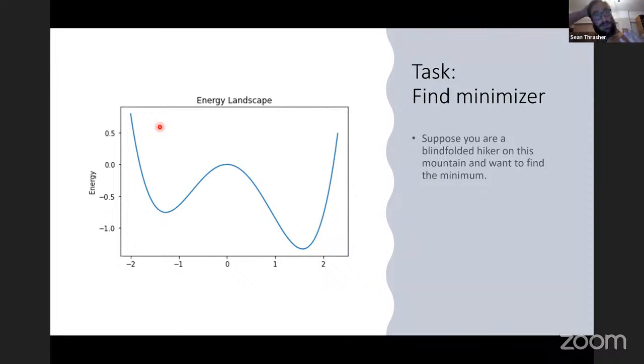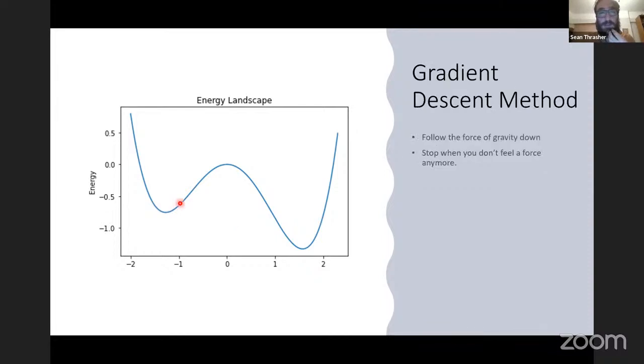So what you could do is imagine you're some hiker on this. This is like a mountain, imagine, and you're a blindfolded hiker and you want to find the very bottom here. So what you could do is try to follow the direction of the force. So try to follow down. That's known as a gradient descent method. But the problem is, you could get stuck at a local minimum that's not a global minimum. So you might get stuck over here, for example. So you follow the force of gravity down and then you stop when there's no force.